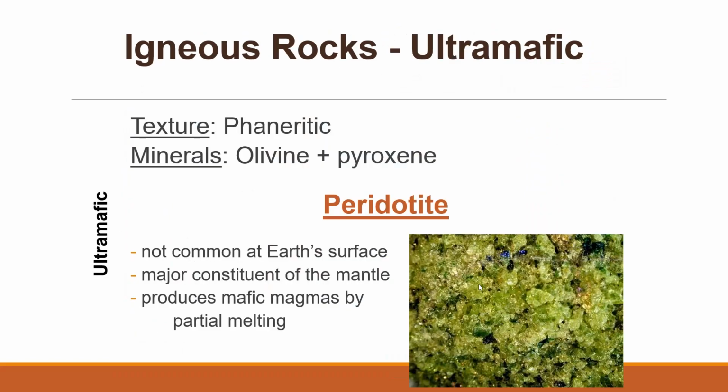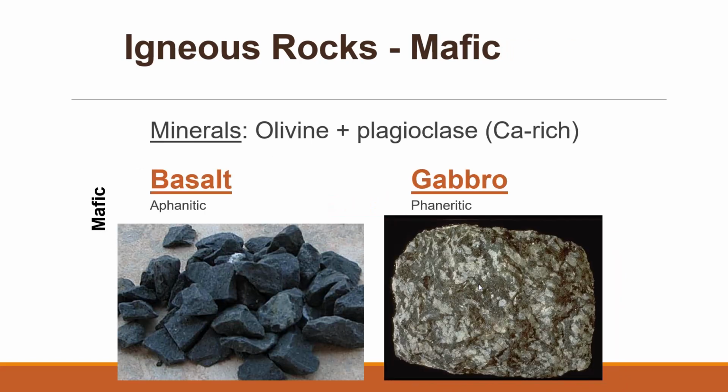I'm going to go through this part pretty fast because I already talked about all these. So ultramafic rocks, the only one we really see is peridotite. This is the phaneritic. This is what the mantle's made up of. It's primarily olivine with a little bit of pyroxene, but it's almost all olivine. Mafic rocks, we're going to see basalt and gabbro. This is what our oceanic crust is made of. We have more pyroxenes and calcium plagioclase in here.